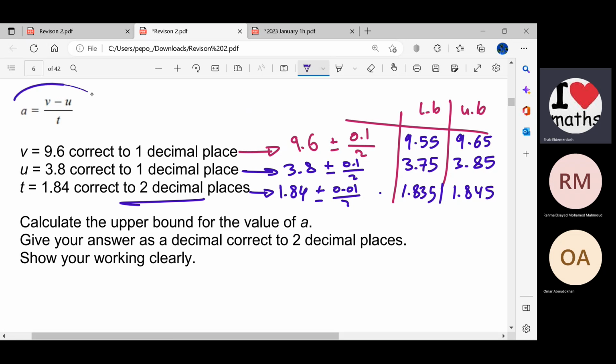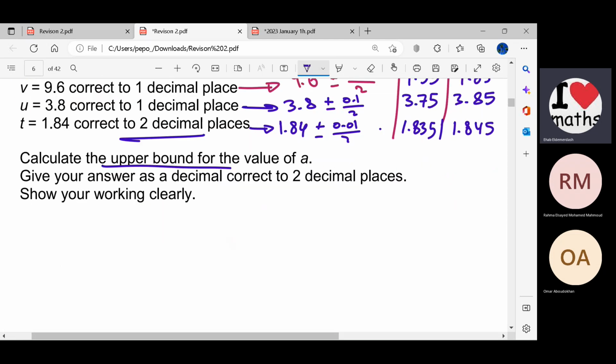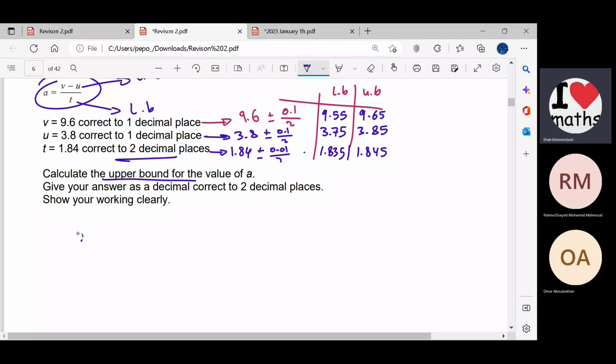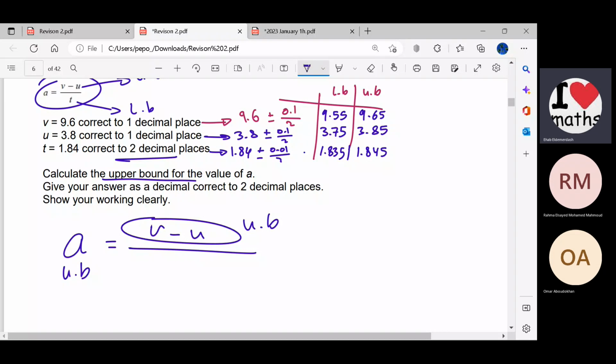Okay, let's go back. They are asking us to find the upper bound of the value of A. We agreed before that because the question involves division, the numerator should be upper bound and the denominator should be lower bound. Here the numerator consists of two parts, so how should I deal with it? Look, Yasmin, what is our main problem? I need A as upper bound, so the whole numerator v minus u should be upper bound, and below, the t will be lower bound.